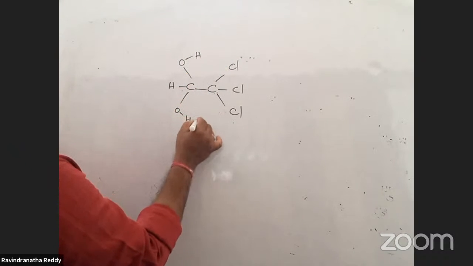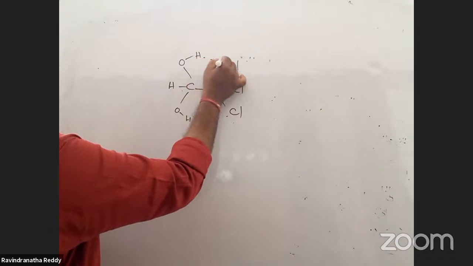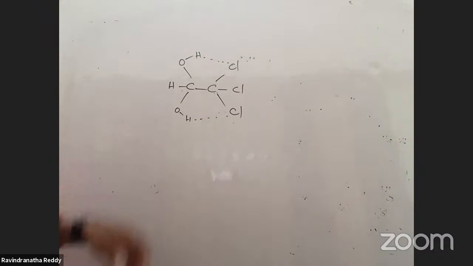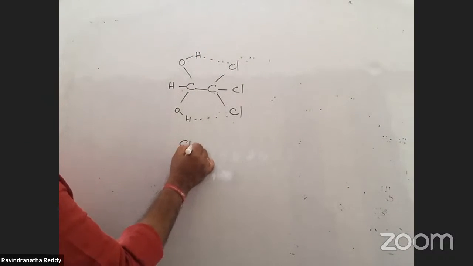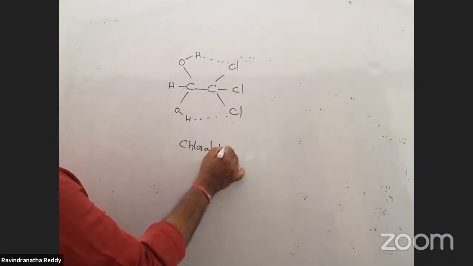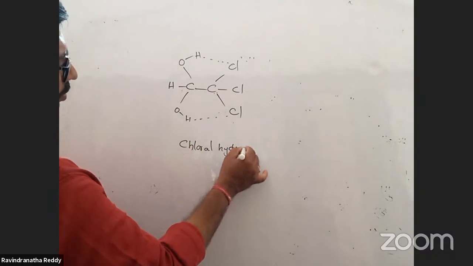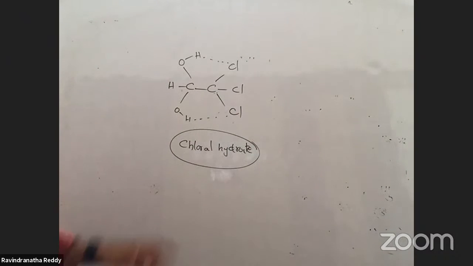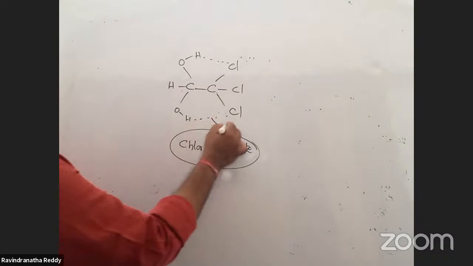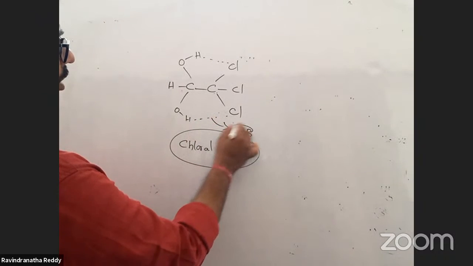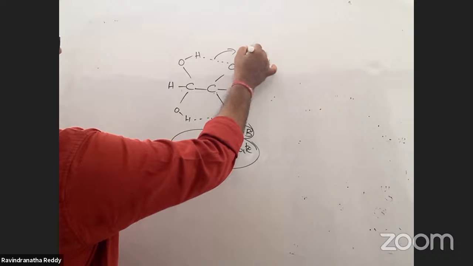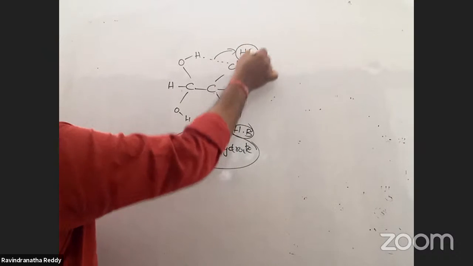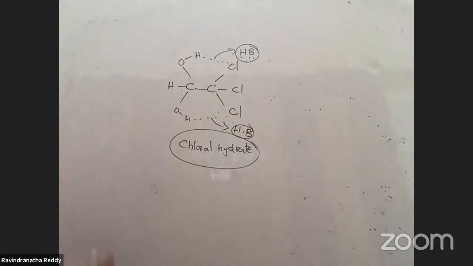So this compound is chloral hydrate. Generally, chlorine cannot form hydrogen bond. But in chloral hydrate, hydrogen bonds are possible. This is a hydrogen bond. This is an exceptional case: chloral hydrate, exceptional case. Okay.